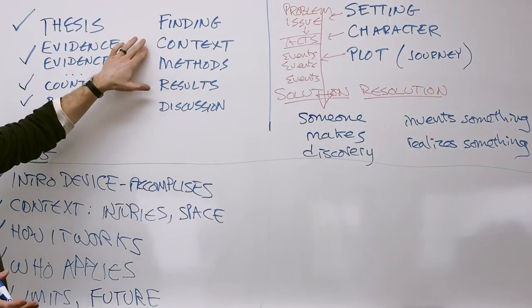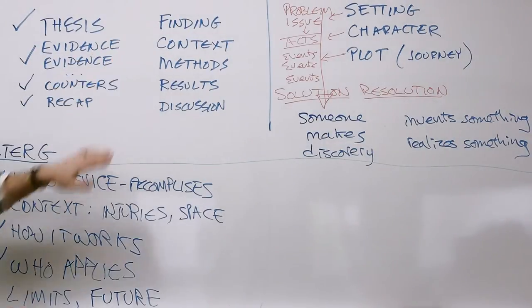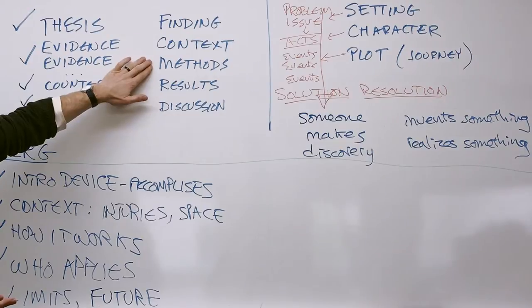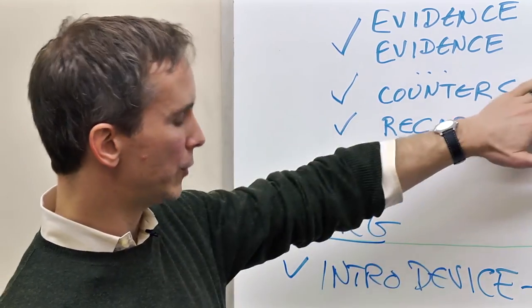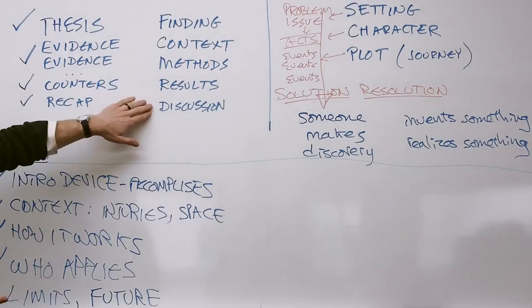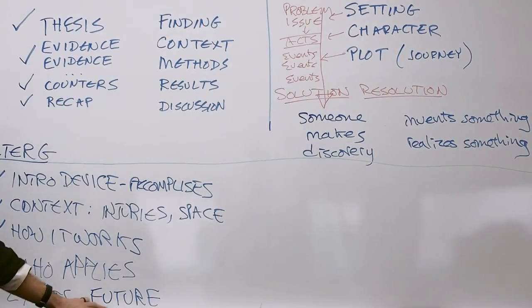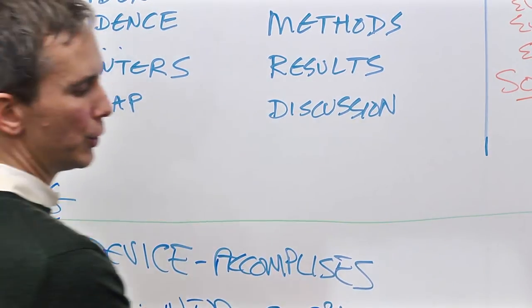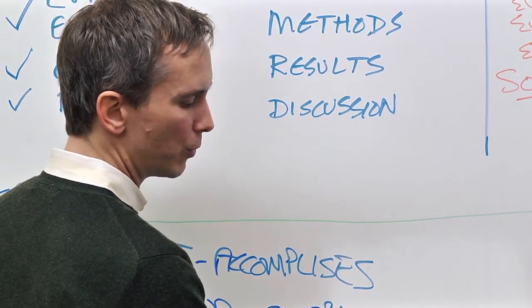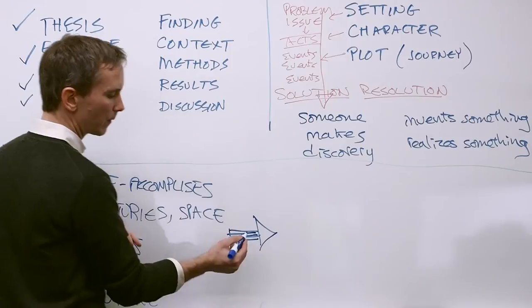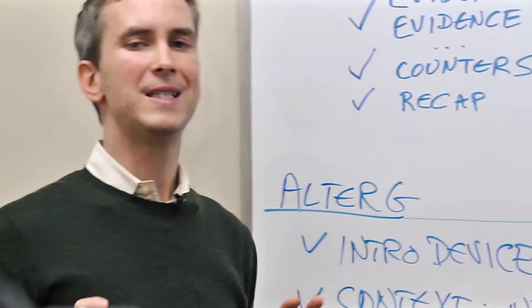If you look at the scientific paper, we introduce context. The how it works is a version of the methods. The results is a version of who it applies to. And the discussion is often the place in scientific papers where you talk about limits and future questions or possibilities. If we're going to turn this research paper into a story, I'm going to give you a typical story.